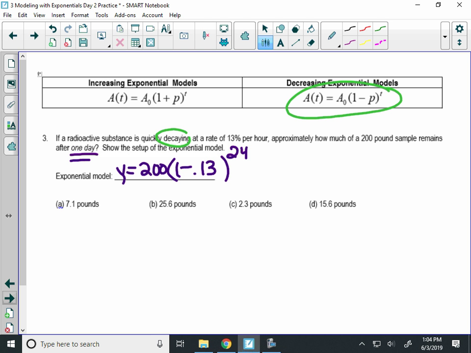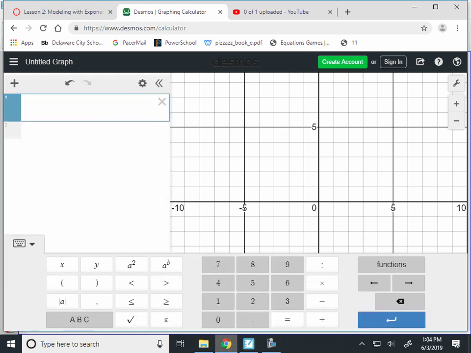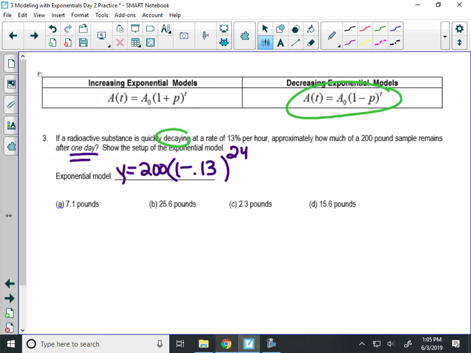I can go ahead and type this right into Desmos. So let's see, we will have 200 times 1 minus 0.13 to the 24th power. And it looks like there is about 7.07 pounds left, which is close to 7.1. So after 1 day of that 200-pound sample, there's 7 pounds left.